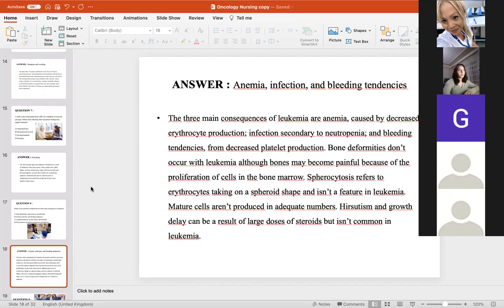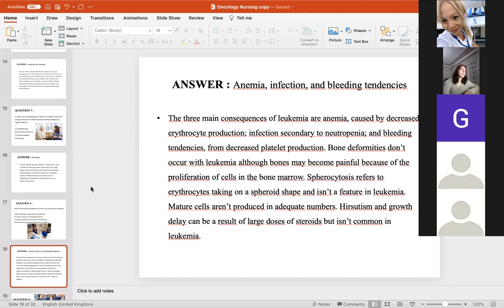Answer is anemia, infection, and bleeding tendencies. The three main consequences of leukemia are anemia, caused by decreased erythrocyte production, infection secondary to neutropenia, and bleeding tendencies from decreased platelet production. Bone deformities don't occur with leukemia. All the bones may become painful because of the proliferation of cells in the bone marrow.